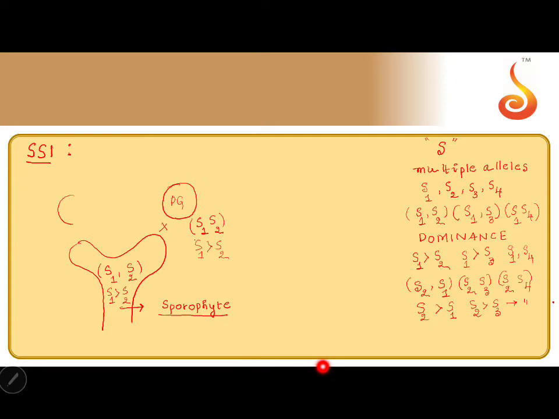Then I have another pollen grain which has S3 S1, where S3 is dominant over S1. S1 does not speak at all. And in this case, the sporophyte has S1 dominating. This pollen grain has S1 as an allele, but it is recessive, and here S1 is dominant. So this can germinate, partially compatible, because the dominant alleles are different. So this may partially germinate.